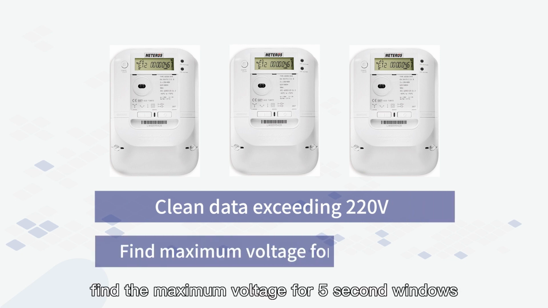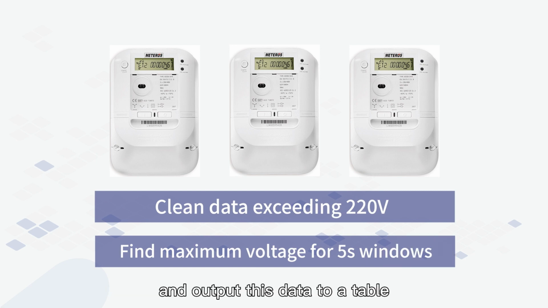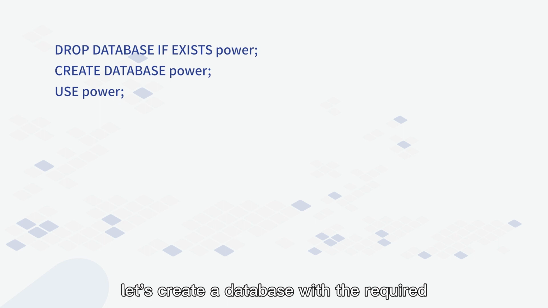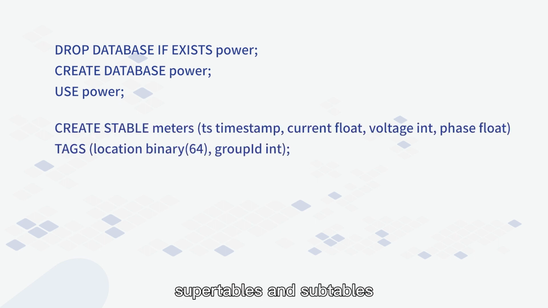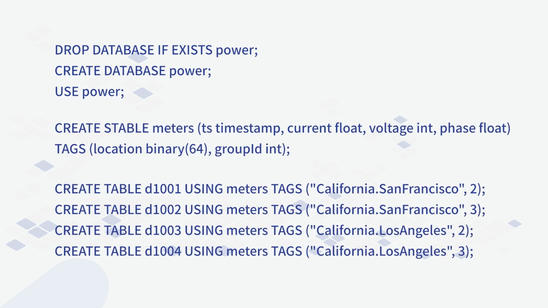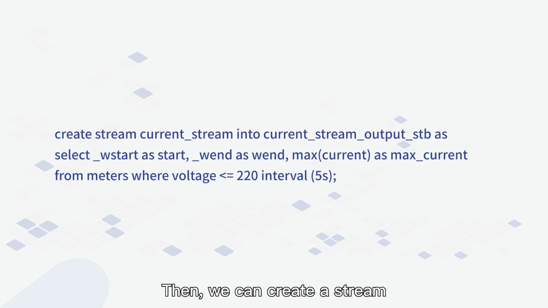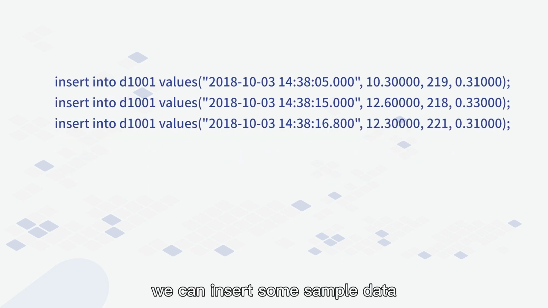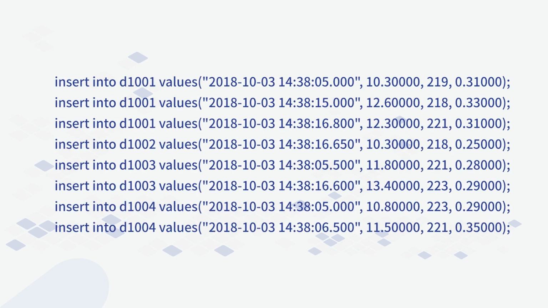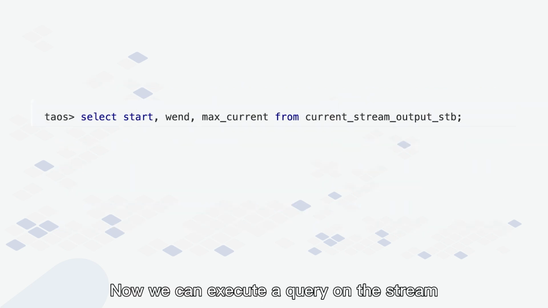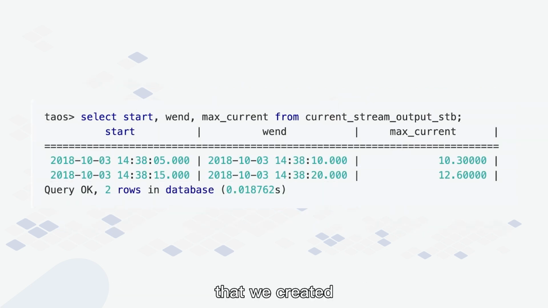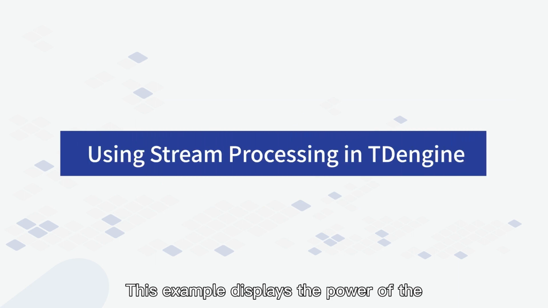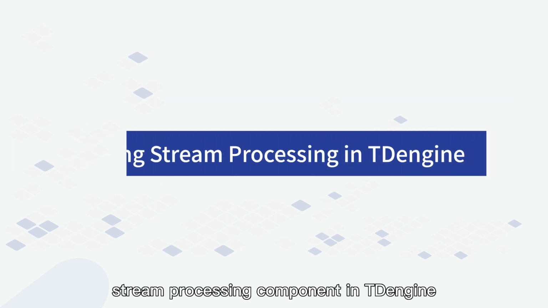Find the maximum voltage for 5-second windows and output this data to a table. First, let's create a database with the required supertables and subtables. Then we can create a stream. Finally, we can insert some sample data. Now we can execute a query on the stream that we created. This example displays the power of the stream processing component in TDengine.